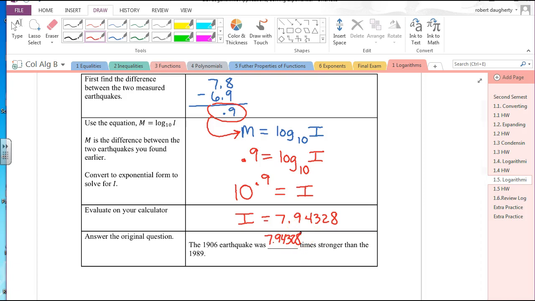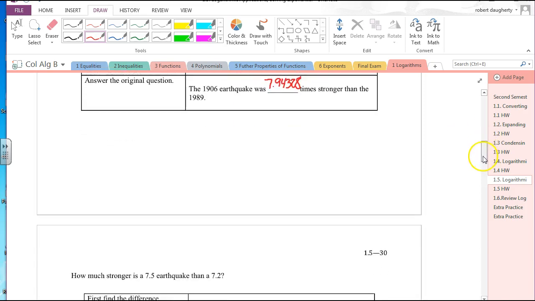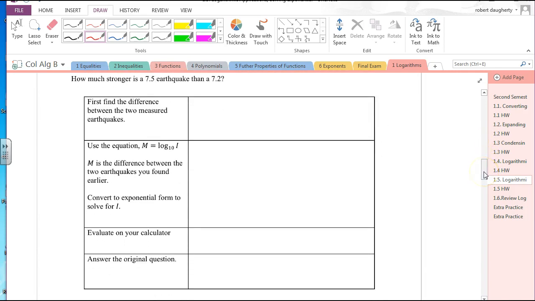Okay. You don't work a problem like this and just write 7.94 is the answer. And it's okay if you round it, 7.94, 7.943. The answer is not 7.94. The answer is the 1906 earthquake, or the 7.8 earthquake, was 7.94 times stronger than the 6.9. Okay, pretty straightforward. They're all going to work like this. There are no ways of me tricking you on a problem like this. Let's do another example.